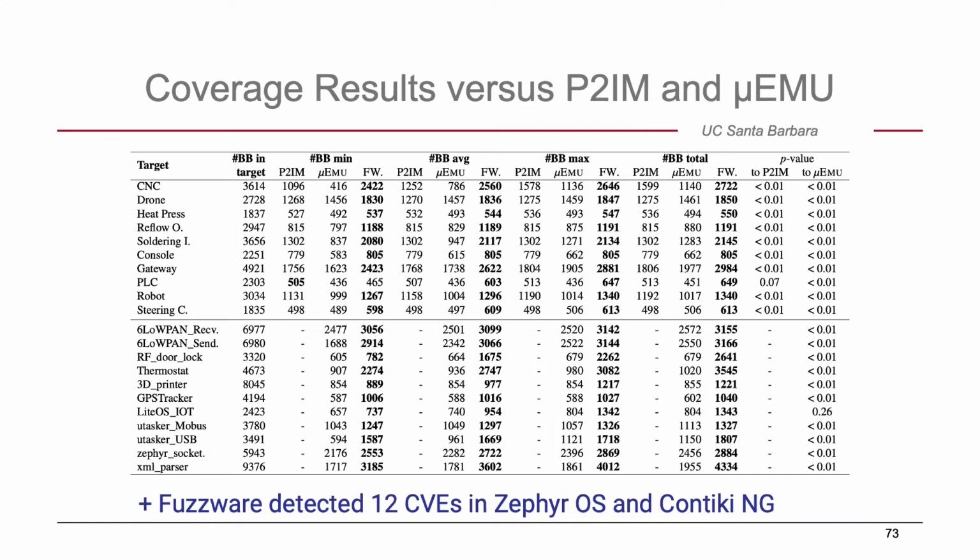And what you would see is, okay, the basic blocks, right? So on top you have BB, in target, minimum, average, maximum, total, and so on, evaluated. And what you would see is that we compared to a number of other systems like P2IM and MicroEMU and our own stuff. And we saw that we would typically explore more basic blocks than any of the prior work, right? So feeding the right inputs really allowed us to explore those firmware deeper than prior work.